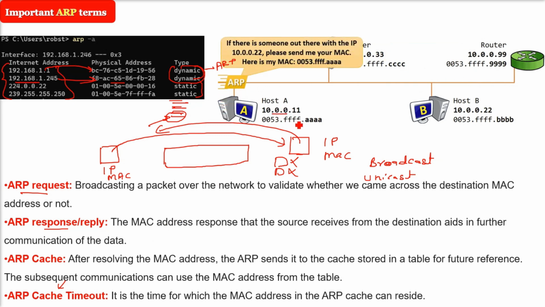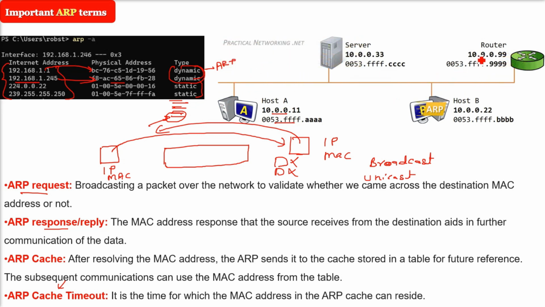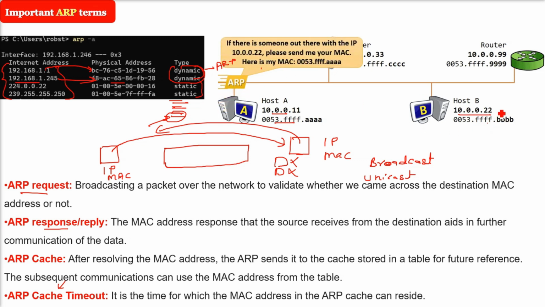Let me tell you again, a machine has an IP address and a MAC address. It wants to communicate with another machine whose IP is known, but the MAC address is to be known, because this is a physical address that can only come through ARP. ARP is all about that only.